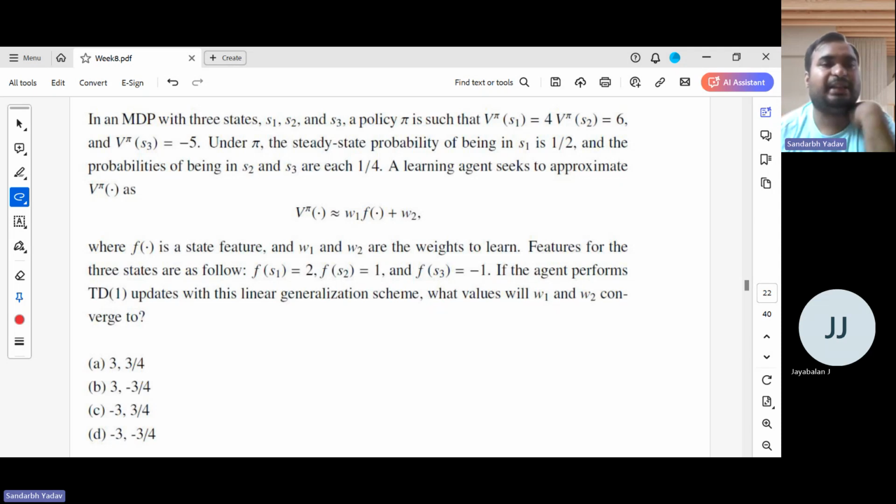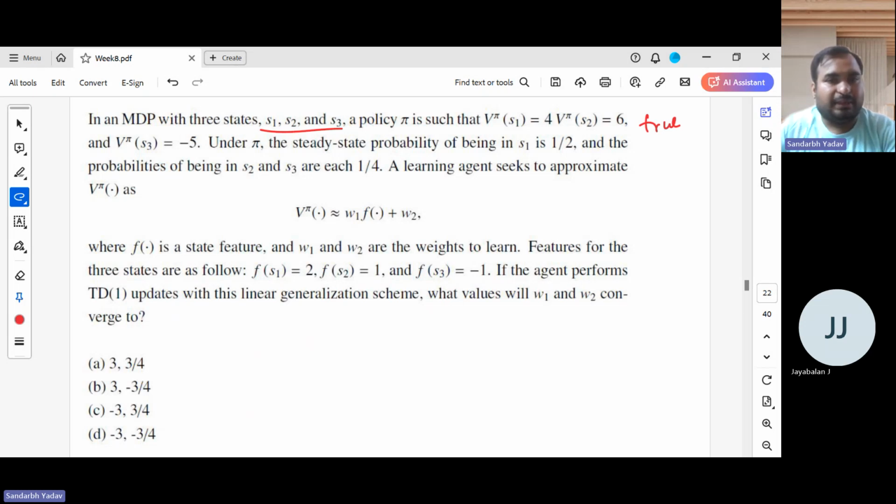So this is an MDP with three states. We have an MDP with three states, S1, S2, S3, and a policy pi. The true value function is given to us: V pi of S1 is 4, V pi of S2 is 6, and V pi of S3 is minus 1.